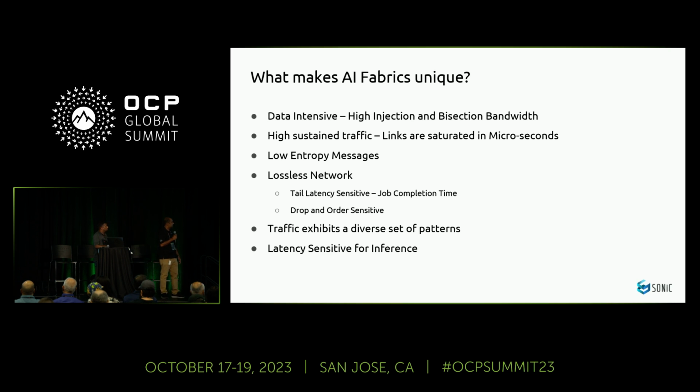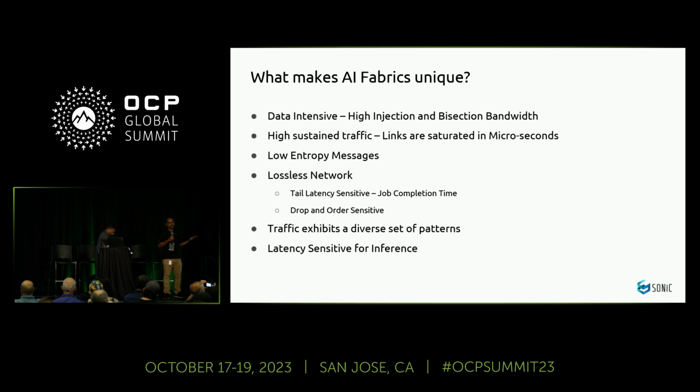So with all those things, I think we talked about it. What makes AI fabrics unique? It's data intensive. We already talked about it. High injection bandwidth is needed, so they'll try to saturate the network within a few milliseconds. High bisection bandwidth as well, sustained traffic, which we talked about, and low entropy. So when you have elephant flows and you're talking to one GPU sustained, your five-tuple is not going to help you evenly saturate the network itself.